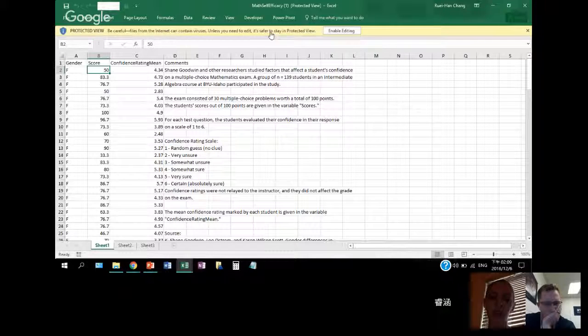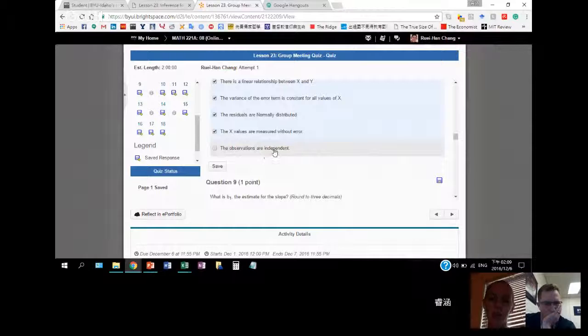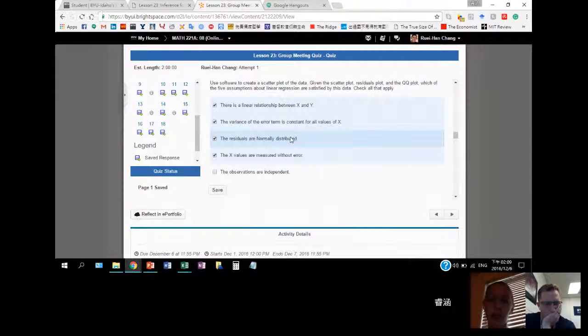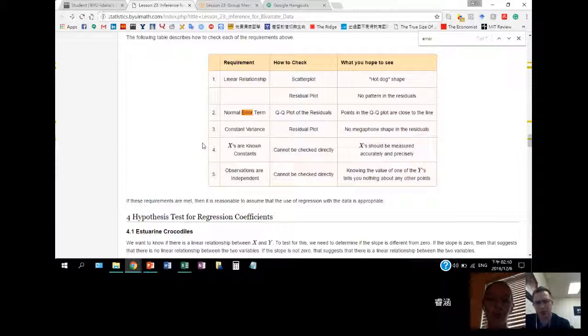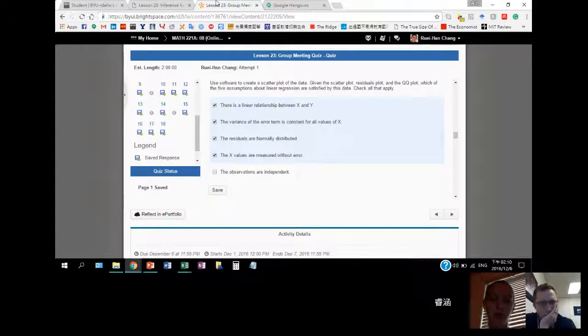What about x's are known constants as well? Because it says that x's should be measured accurately and precisely. I don't see how you could possibly do that, unless there was a perfect line. I'm fairly certain the last one, x's are known constants, is a requirement. It cannot be checked directly, but what you hope to see is that x's should be measured accurately and precisely. Precise means that you have a standard.